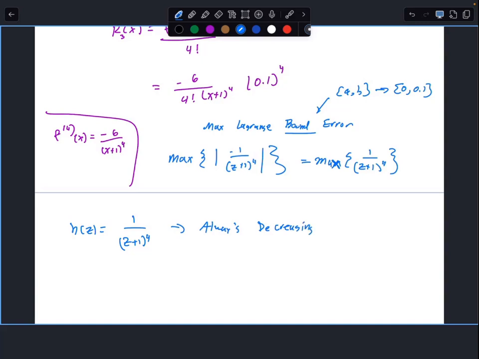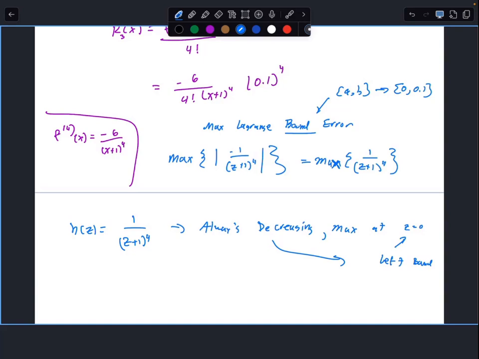So since it's always decreasing on the interval, that means that the maximum is at where? The highest value. Oh yeah, it's always at the highest value. But since this function is always decreasing along the interval 0 to 0.1, it's at 0, the left bound, because it was always decreasing. If this function was always increasing, then it would happen at the right endpoint. Okay? Does that make sense?